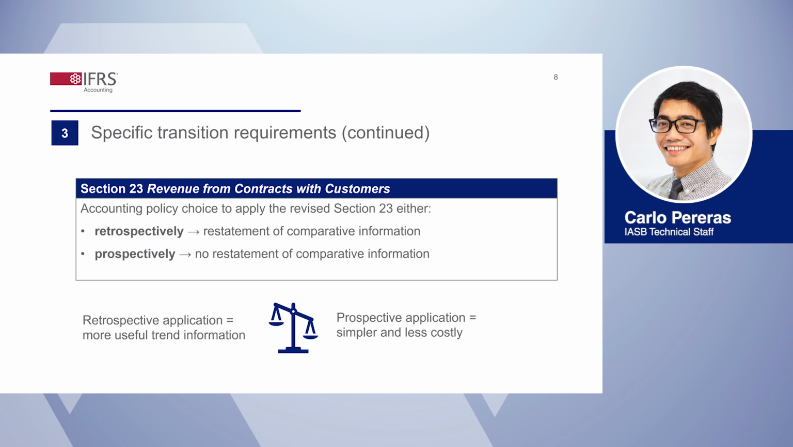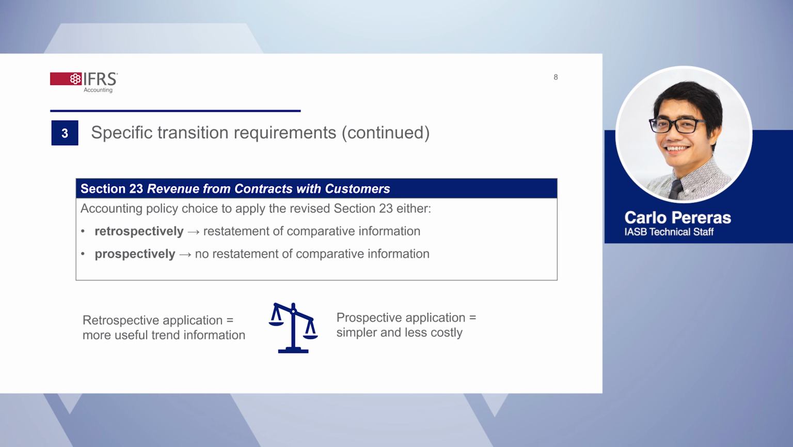Retrospective application provides users of financial statements with more useful trend information because revenue is recognized the same way in both the current period and the prior periods. However, prospective application is simpler and less costly to apply, especially if applying the revised requirements would result in significant changes to the amount and timing of revenue recognized.